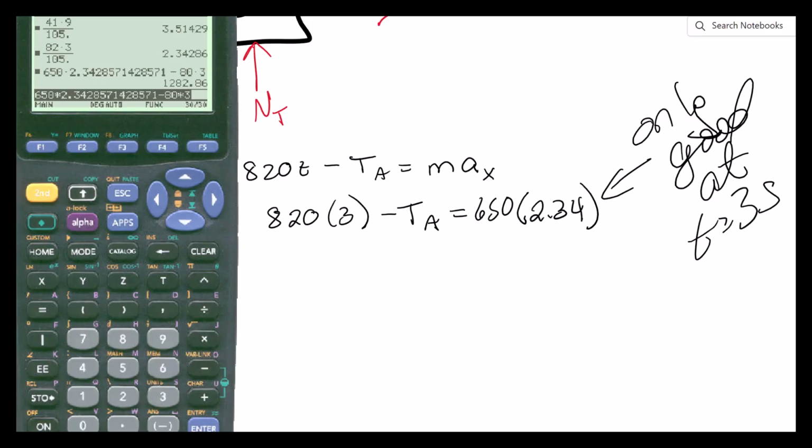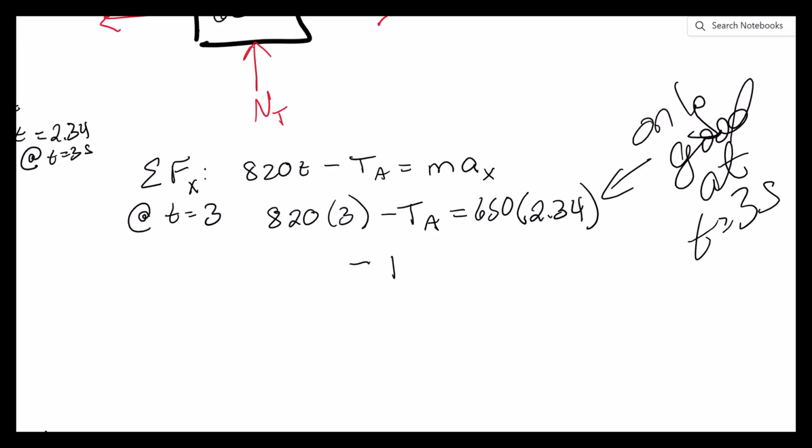It's going to be a negative. Oops, did I do this in the right direction? Maybe. I feel like I have, oh, because I missed a 2. Yeah, that'll make a big difference. Okay, so I have negative TA equals 937.